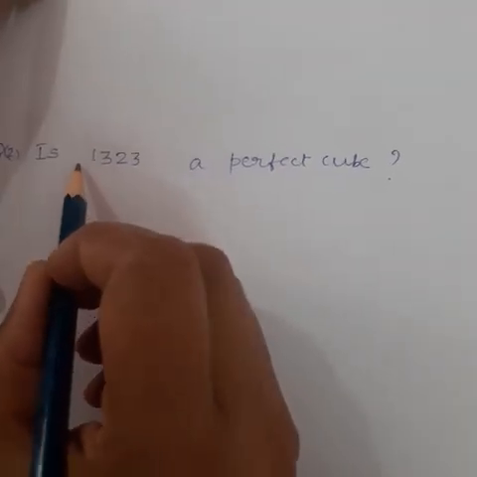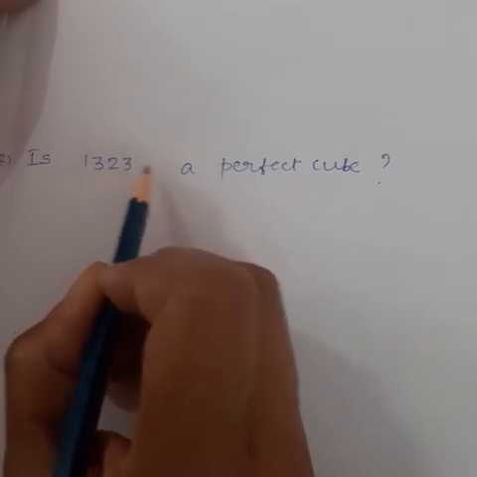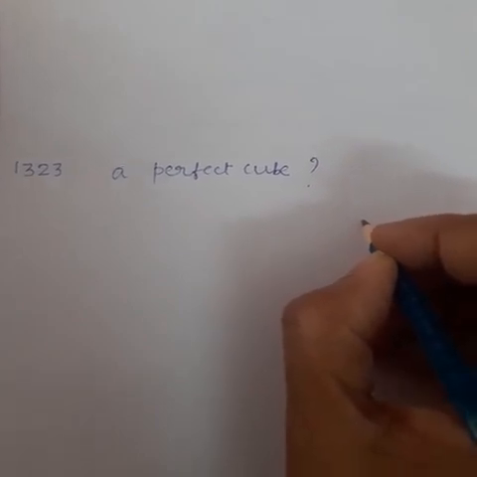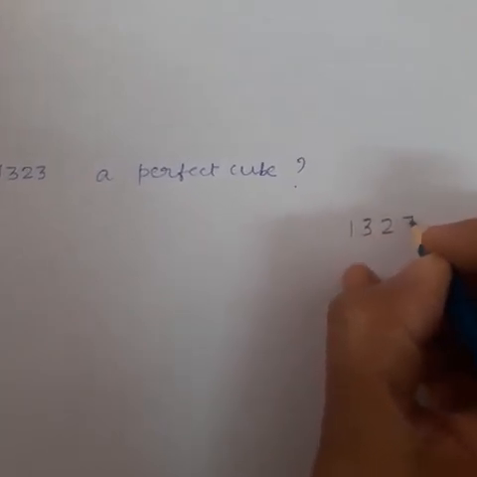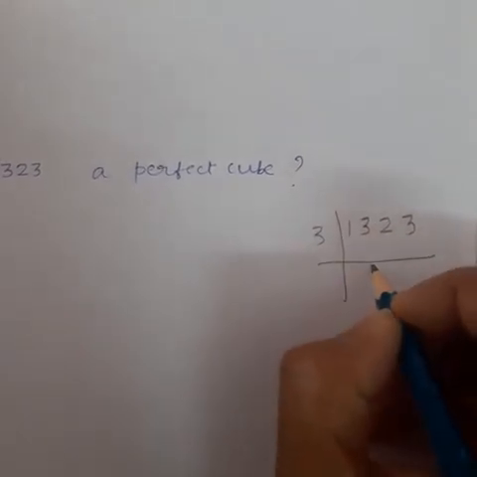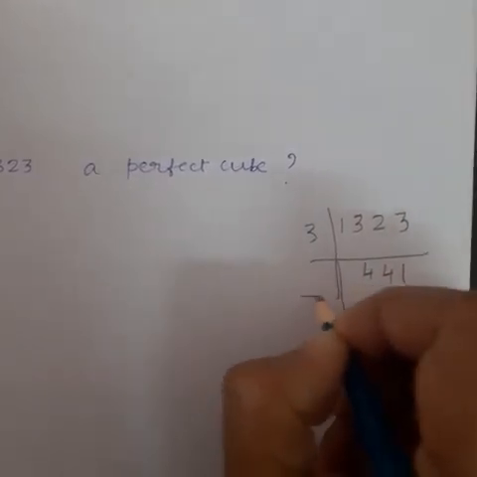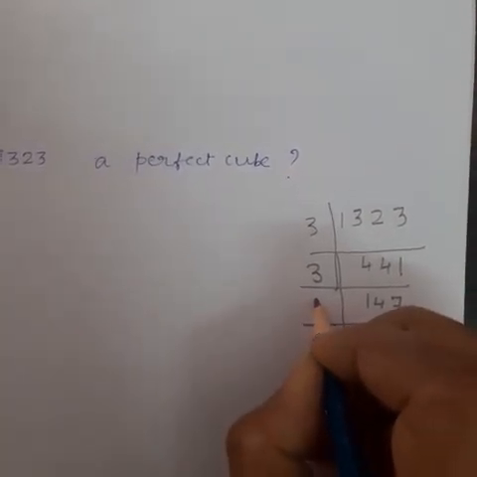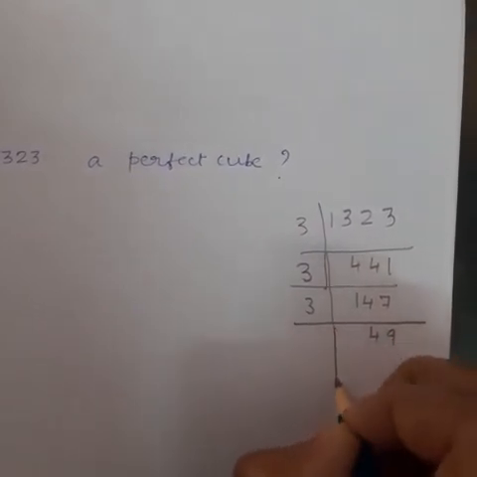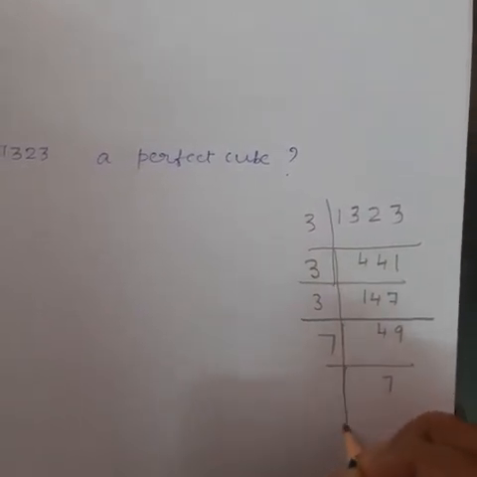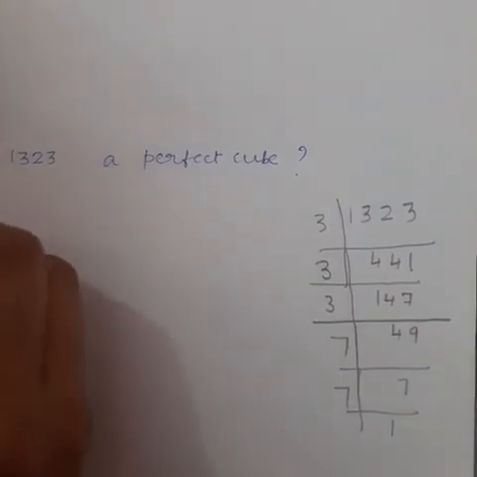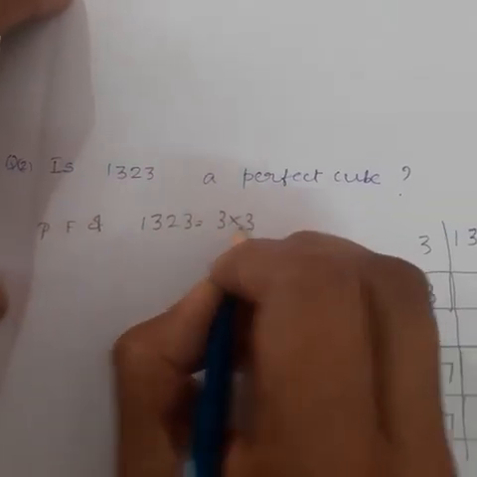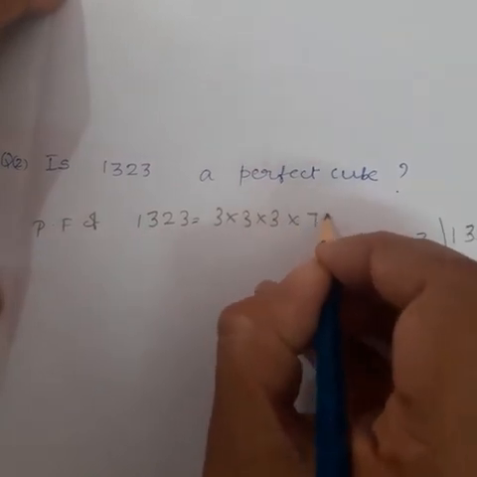Let's solve one more question. Is 1323 a perfect cube? So first we will find the prime factorization of 1323. Let's do that. So the prime factorization of 1323 is equal to 3 into 3 into 3 into 7 into 7.